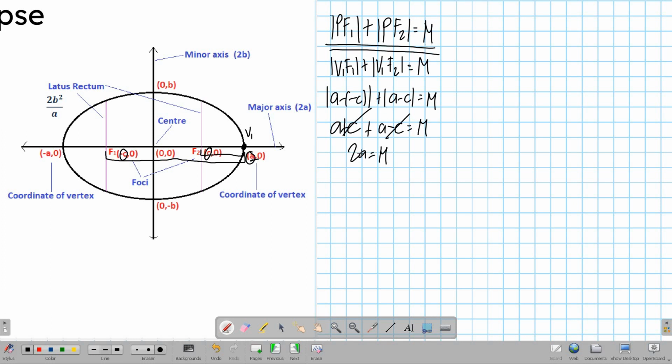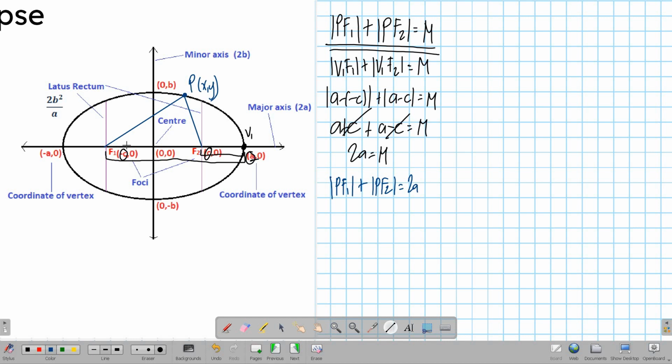Since M is equal to 2a, by substitution, the distance of any point P from F sub 1 plus the distance of that same point P to F sub 2 would be 2a. So if we let P have coordinates (x, y), the distance from P to F sub 1 plus the distance from P to F sub 2 would always be the constant 2a. So how do we now derive an equation from that?